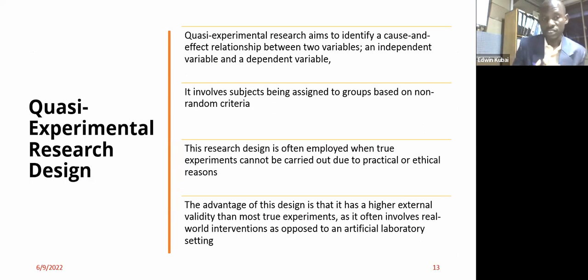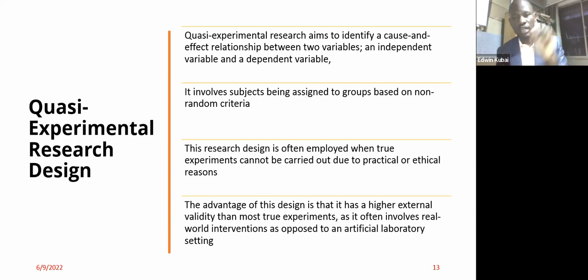So quasi means it's not a true experiment. You don't randomize the variables or the samples. You only need to have the conditions in a given way. Then you give a treatment to a given group, and the other one is not given the treatment, but randomization is not done for a quasi-experimental research design. So it involves subjects being assigned to groups based on non-random criteria. It means you don't do randomization when you're doing quasi-experimental.